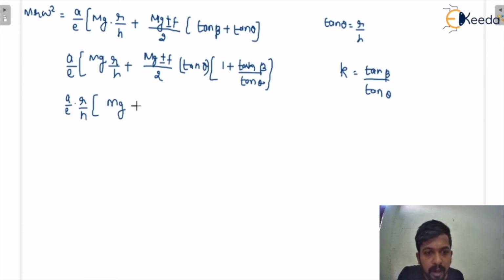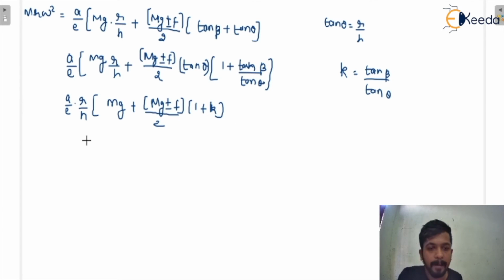So here will be mg plus, you just have to see this is in bracket, (mg plus minus f) by 2 and 1 plus k. I can write here k because k is equal to tan beta upon tan theta. Now you can see here you will get almost the equation, that is equal to m r omega square. Here r and r would cancel out, and finally you will get the value of omega square.